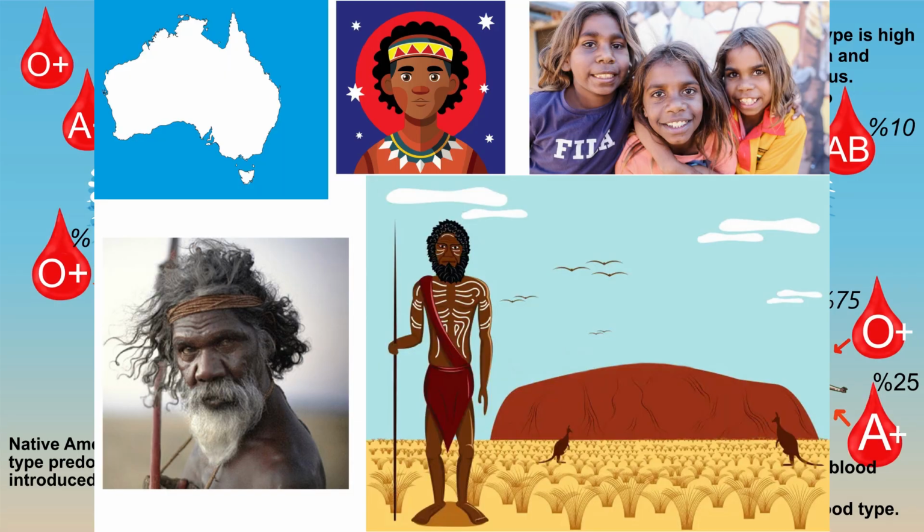Purebred Aboriginal people do not have the Rh-negative factor in their blood. This genetic structure comes from the fact that Aboriginal people lived in isolation from other human populations on the Australian continent for thousands of years.